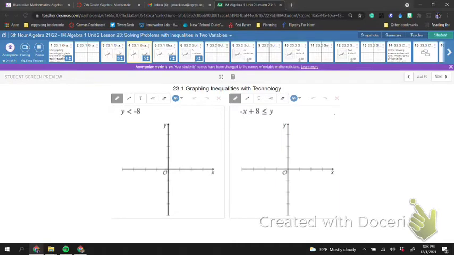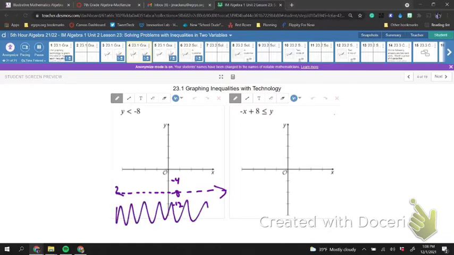Next, y needs to be less than negative 8. I'm going to go by negative 4 on my scale here. Does negative 8 work? Nope. So everything less than negative 8 is down here. We good?